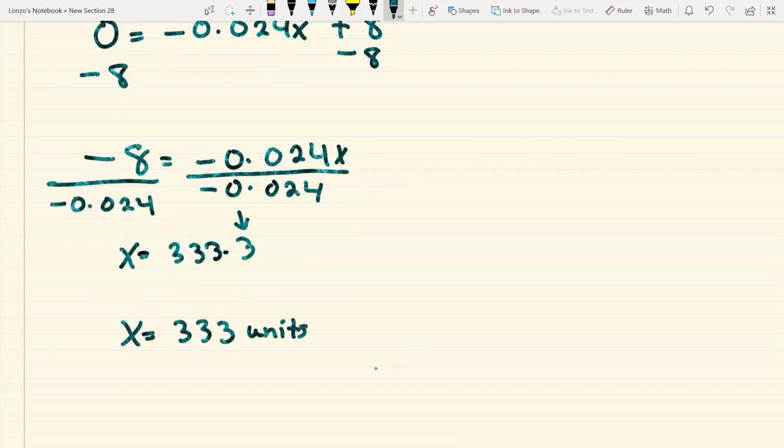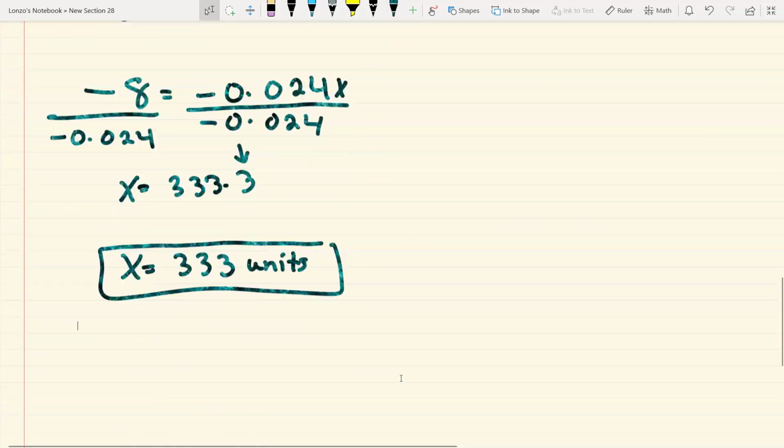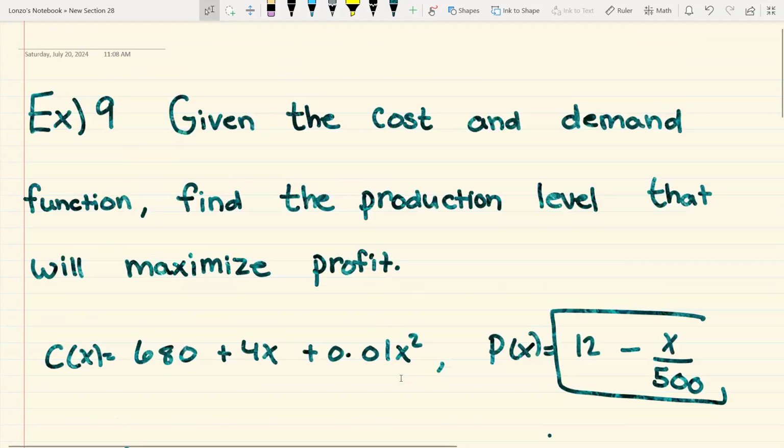Now, is that what they're asking? Find the production level that will maximize the profit. Okay, yes. They're not asking for the actual maximum profit. They just want the production level that will maximize it. So this will be your answer. At 333 units, this will give you the maximum profit. Okay, so that wraps it up for demand function.